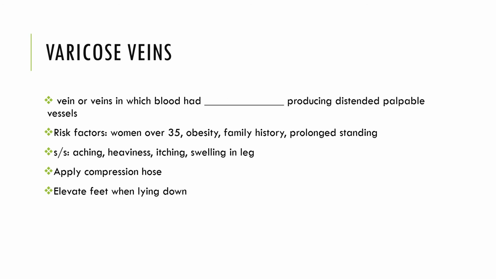Varicose veins are a vein or veins in which blood has pooled, producing distended palpable vessels. So that blood is pooling. Risk factors are women over 35, obesity, if there's a family history, or if you have a prolonged standing job. So if you're standing for a long length of time. Signs and symptoms are aching, heaviness, itching, and swelling in the leg. We want to apply compression hose, and we want to elevate the feet when they're lying down.